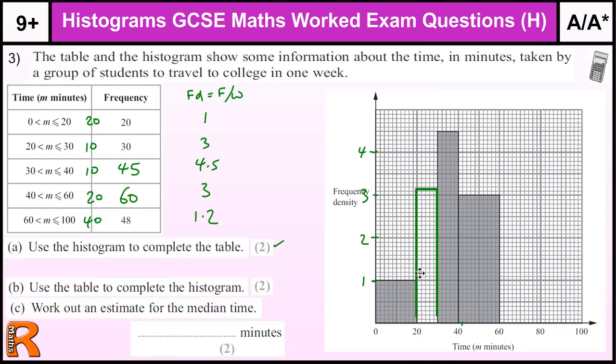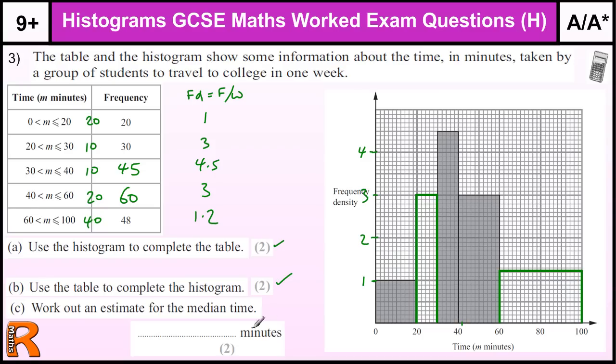So I'll speed things up a little bit. This bar goes between 20 and 30 and goes up to 3. And this bar between 60 and 100 goes up to 1.2. 48 divided by 40 is 1.2. We have a calculator available for this question, so we can work those out if we need to on a calculator. Okay, so that's that one done.